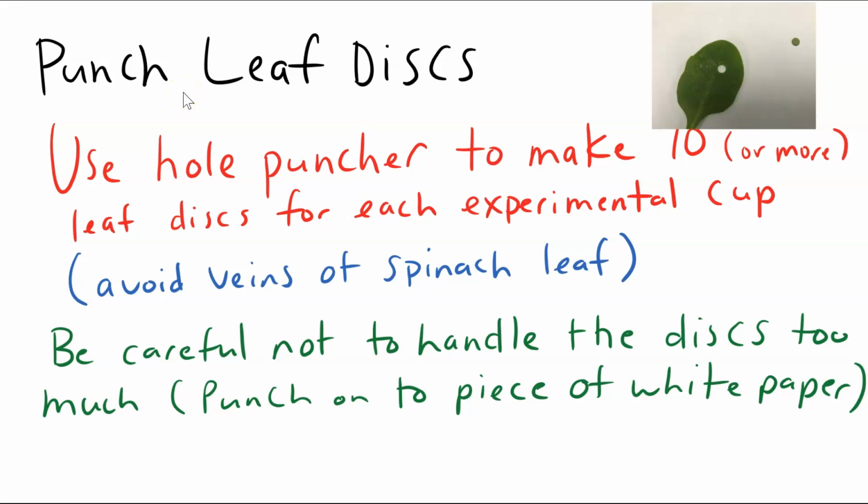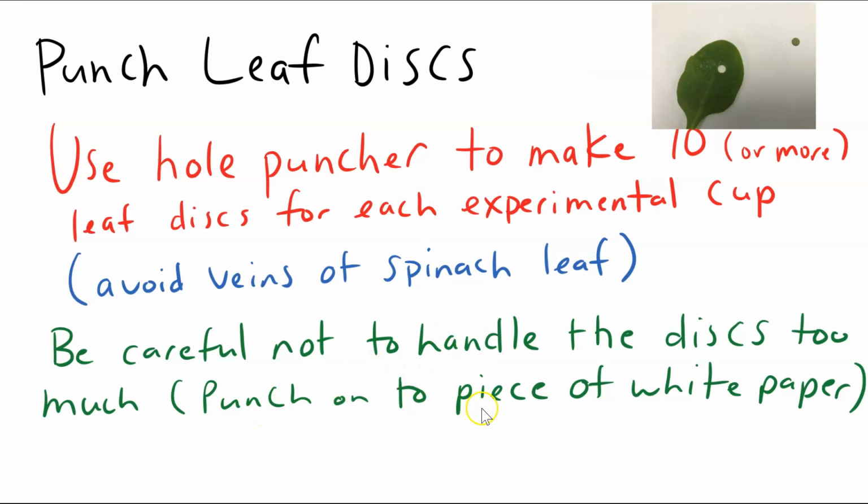Next, we'll have to punch some leaf discs. So use a hole puncher to take a spinach leaf and punch out 10 or more. We're going to need 10 sunken discs for our experiment, but I always encourage students to punch out a few more in case something happens to a few of the discs in the degassing process. So use that hole puncher, avoid the veins running throughout the leaf. You can see here I've punched it just to the right of the main vein in this spinach leaf, and there's what we'll be working with, the little discs.